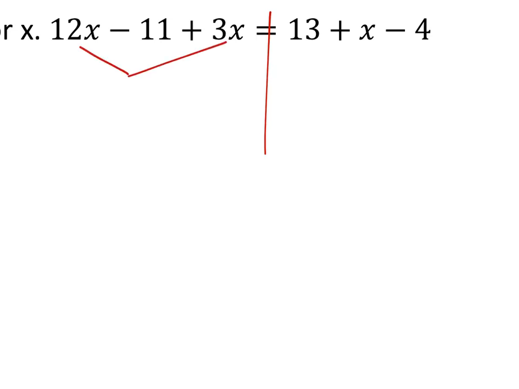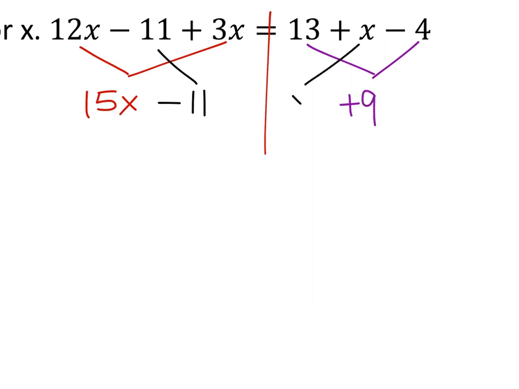So I've got those 12x's plus those 3x's, which would combine to be 15x's. And then we got this negative 11 right there. On the right side, I've got 13 and negative 4, which would combine to be a positive 9. And then I've still got this positive x, which I'll have out in the front. So I've got 15x minus 11 equals x plus 9. And this sets up the equation for us to use principles of equality.